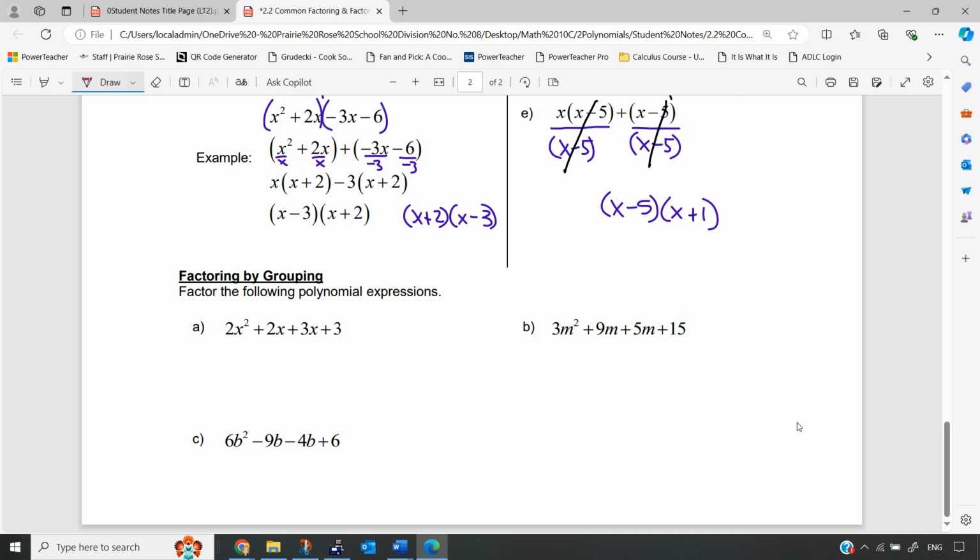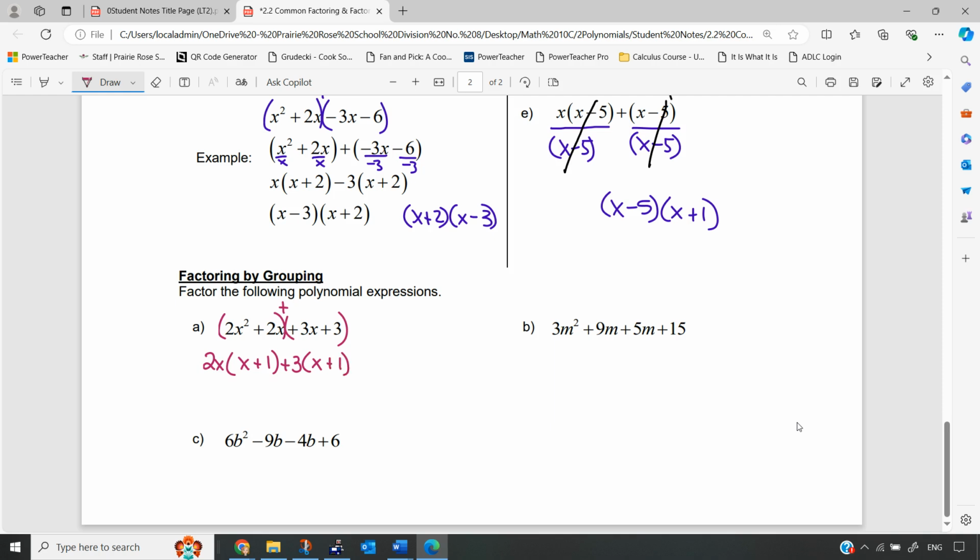For part A, I have 2x squared plus 2x plus 3x plus 3. I'm going to start by grouping and adding that plus sign. In my first bracket, my GCF is 2x. 2x squared divided by 2x is x, and positive 2x divided by 2x is positive 1. In my second bracket, my GCF is positive 3. 3x divided by 3 is x, and 3 divided by 3 is positive 1.